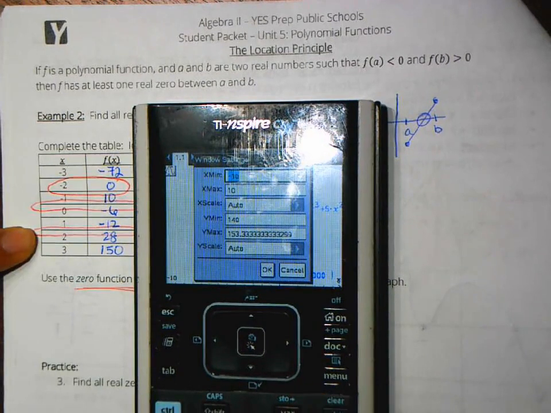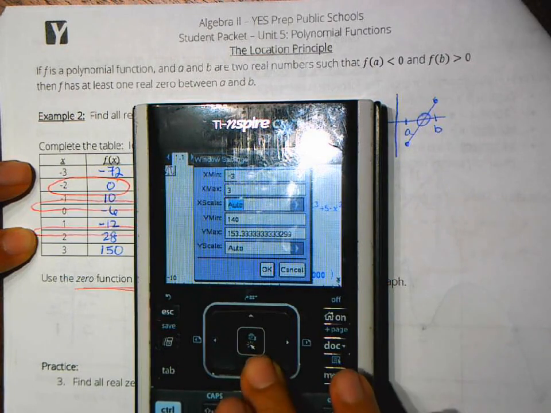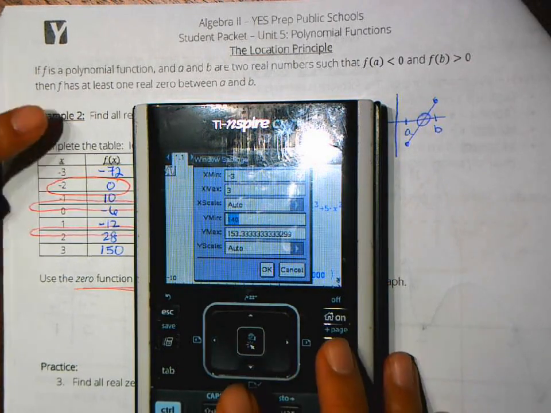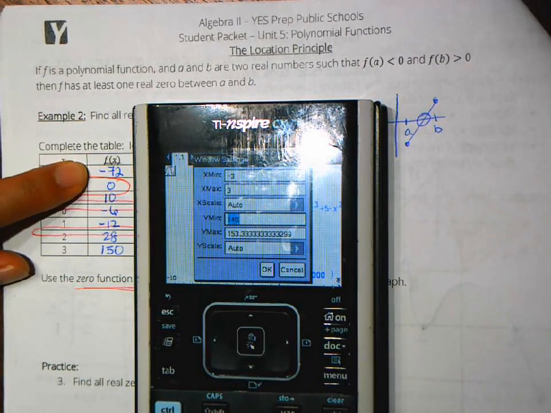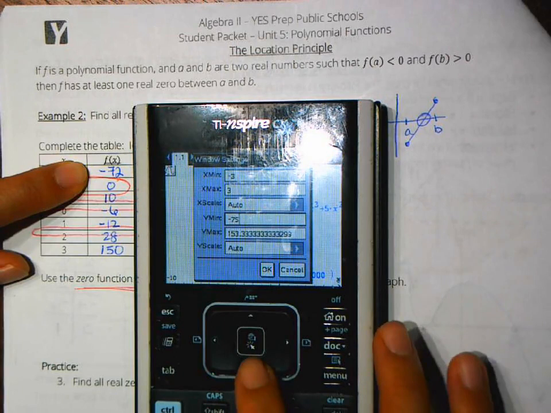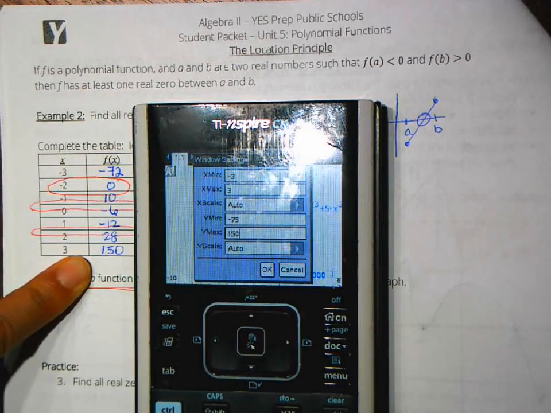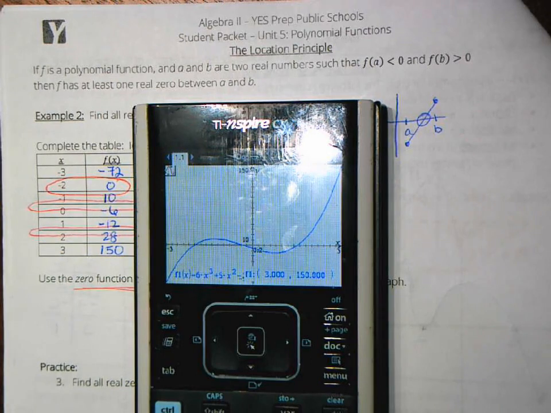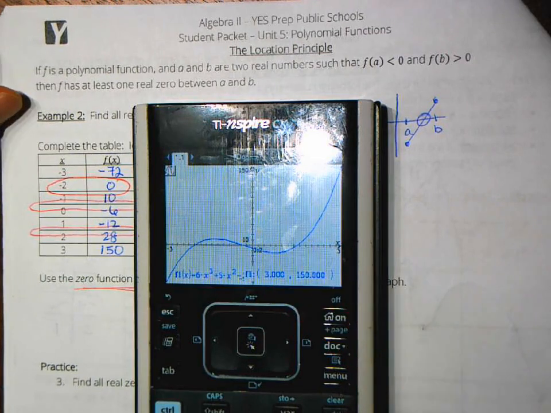On my Window settings, for the X minimum, I can just put -3. X maximum could be 3. Since I already got the Y values here, the lowest Y value looks like -72, so let's put -75. The highest looks like 150. So there is my graph right there, and definitely I find 3 zeros. One right there, one right there, and one right there.